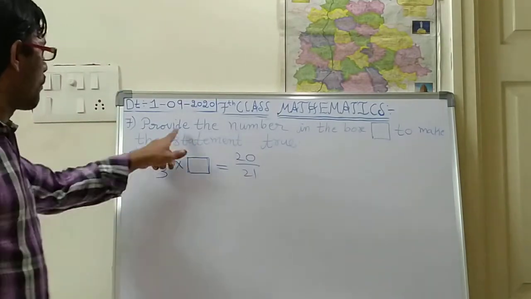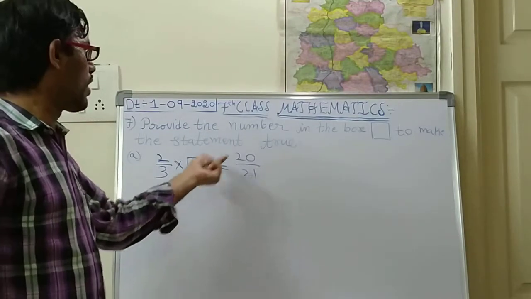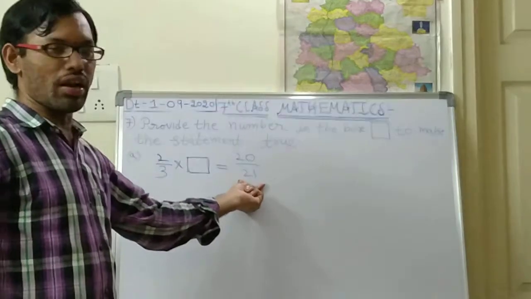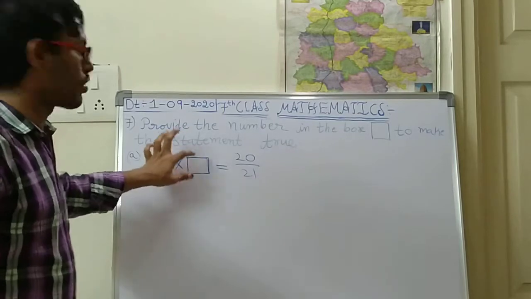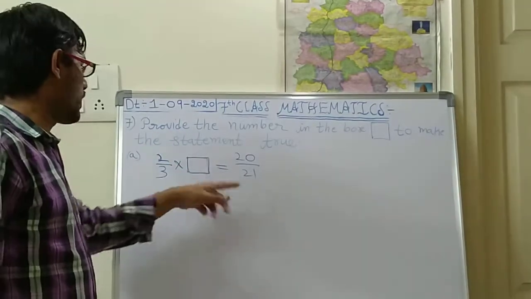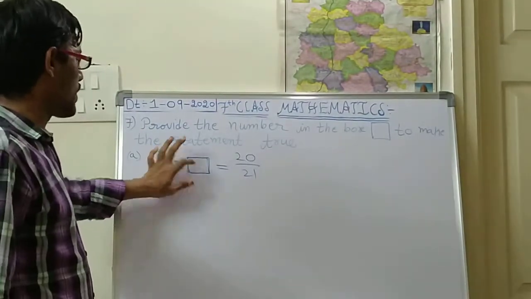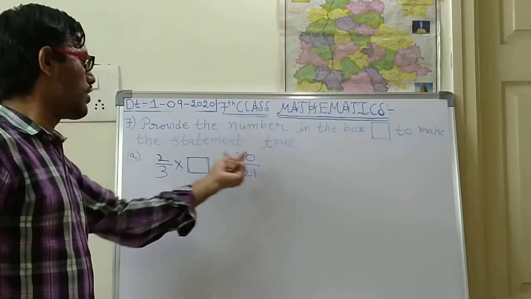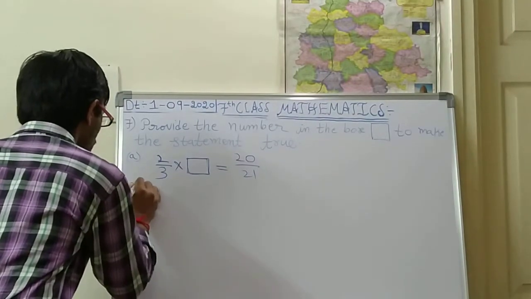Here, see children, provide the number in the box. In this box you should provide the number to make the statement true. So here the answer won't be given. Now you are supposed to provide one number. So here this one you are supposed to find. What you will do here is your wish. You should get this answer. Whatever the answer you are writing, 2 by 3 into that should be equal to 20 by 21. So this is the question solution.